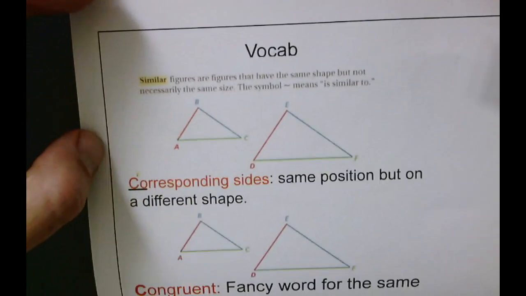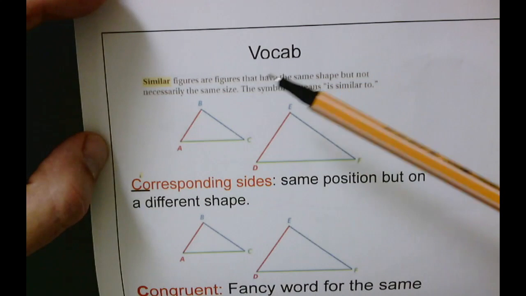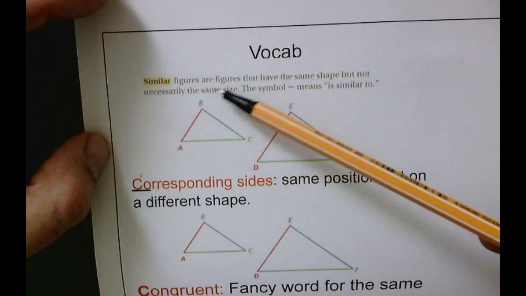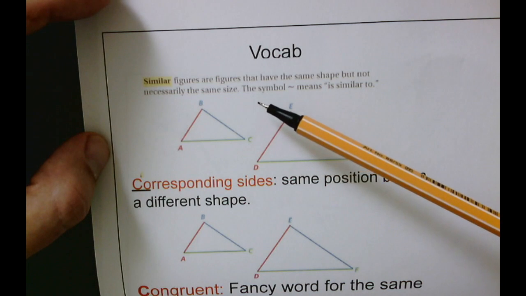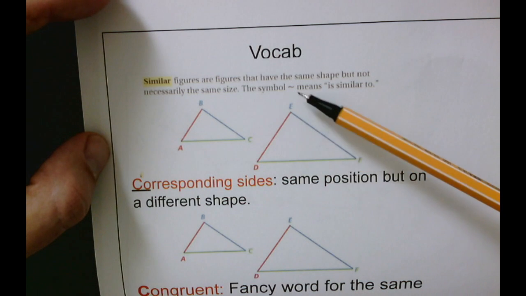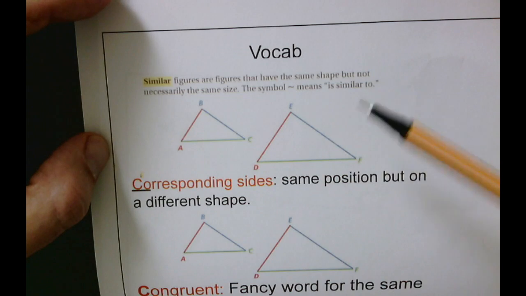To begin this lesson, it's essential we talk about some vocabulary. Similar figures are figures that have the same shape but not necessarily the same size. This symbol means similar to.